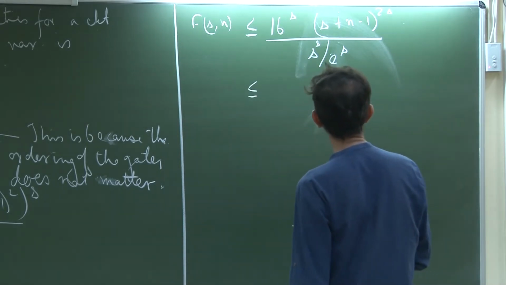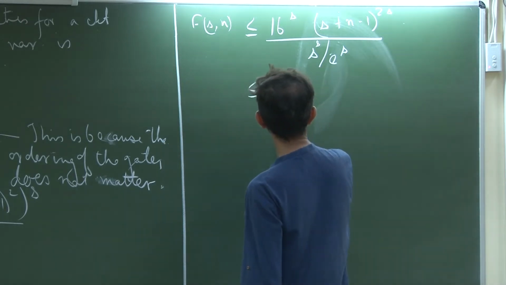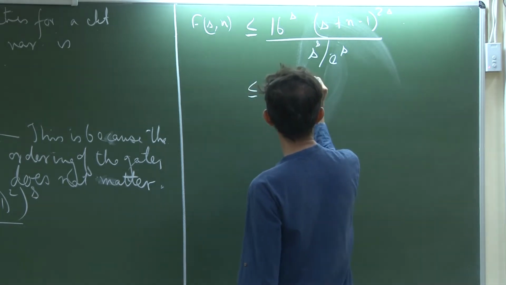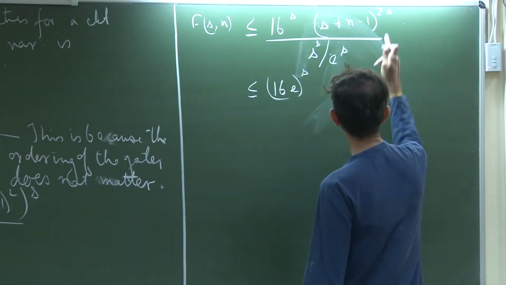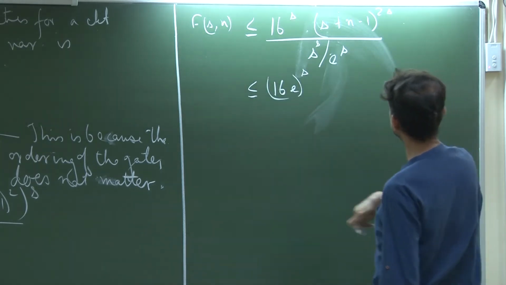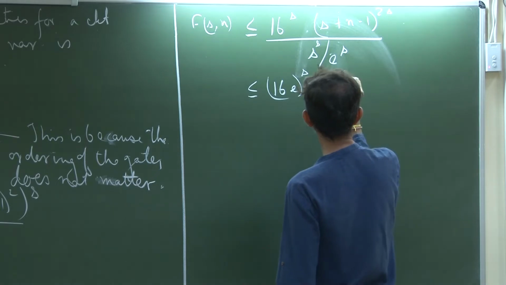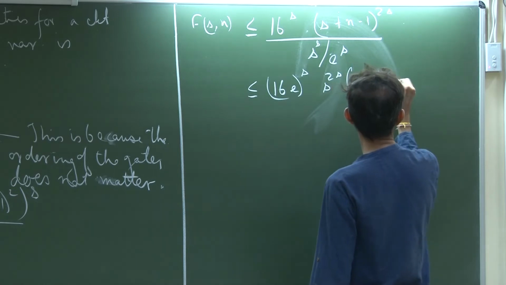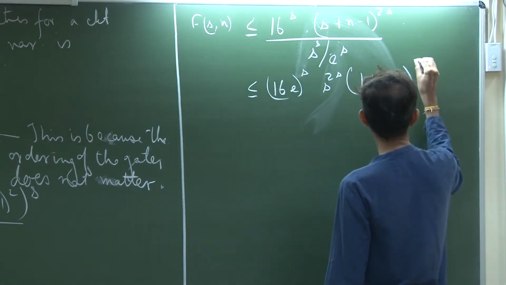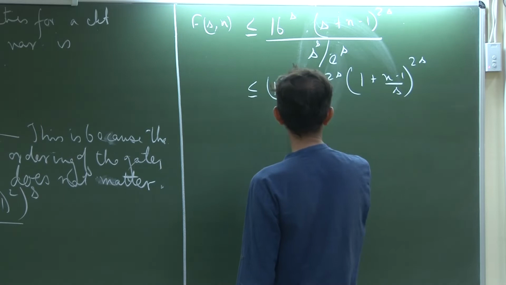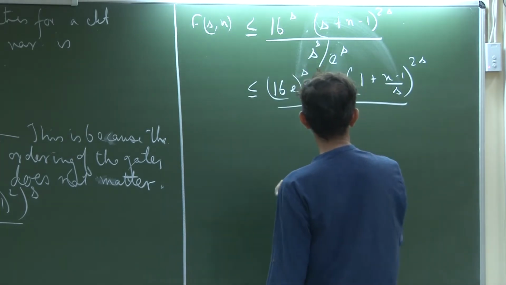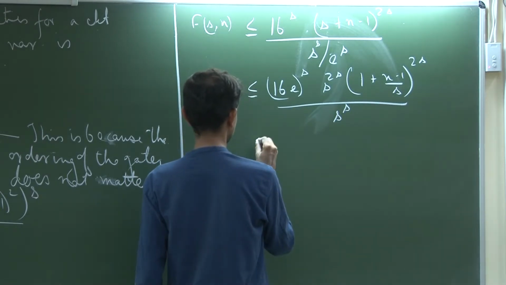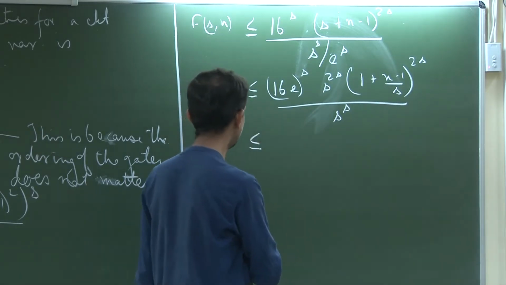So, this I can write as 16 e whole to the power s. So, I will take this s outside. So, this becomes s to the power 2s times (1 plus (n minus 1) over s) to the power 2s, divided by s to the power s. So, this 2s and s cancels out, and we get s to the power s over here.